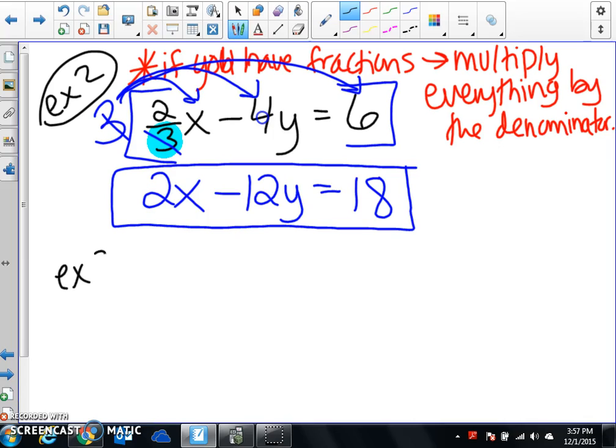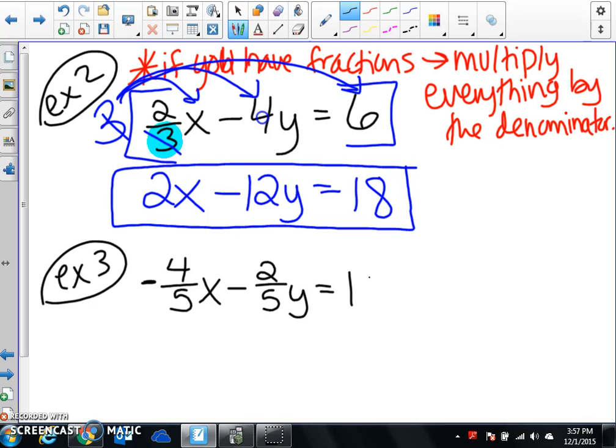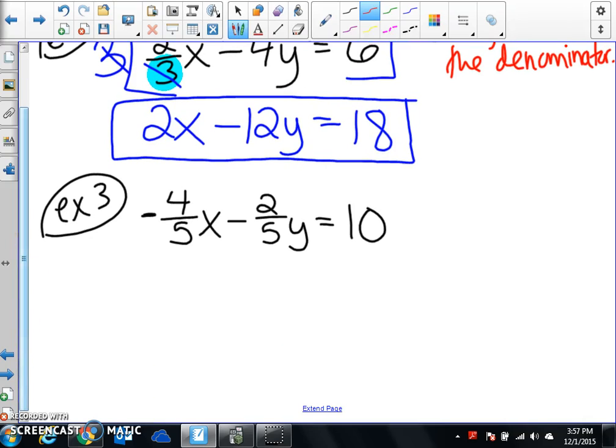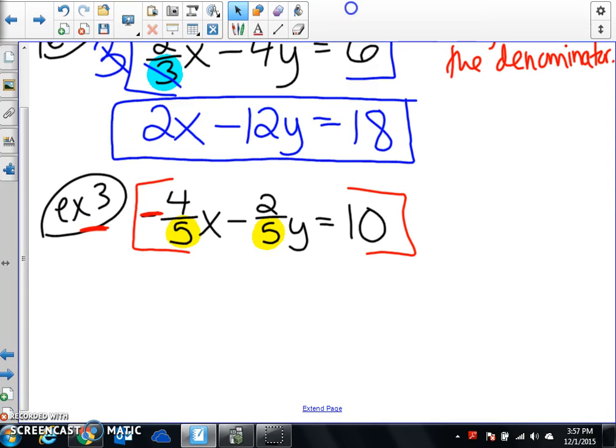One more, like this. Sorry, so make it a negative. Negative 4/5 x minus 2/5 y equals 10. Okay, so I asked myself, do I have fractions? Yes, so I need to get rid of the fraction. I also have a negative A, and I want to get rid of that. So I'm going to multiply everything by a negative, and I'm going to multiply it by the denominator, which in both of my fractions is 5.